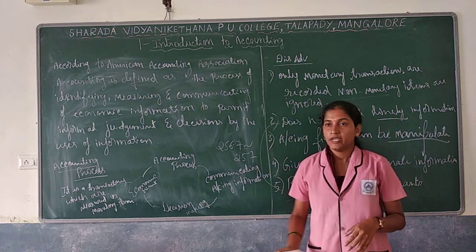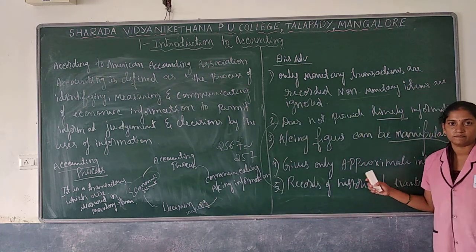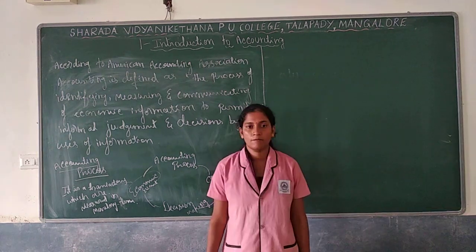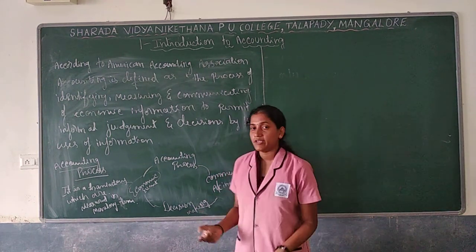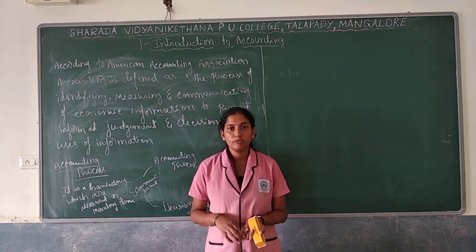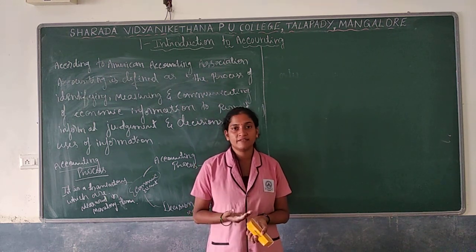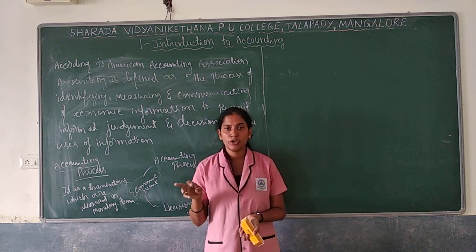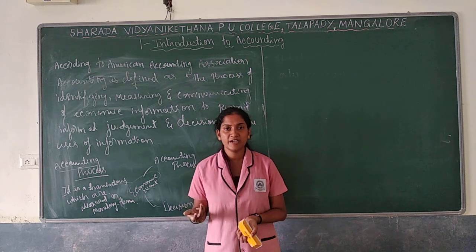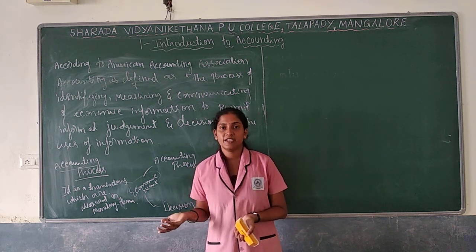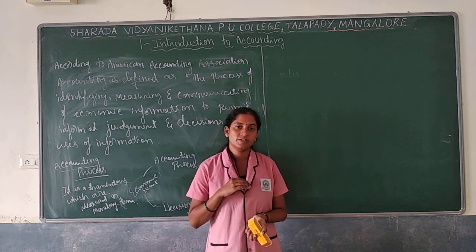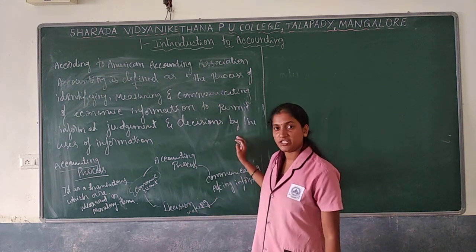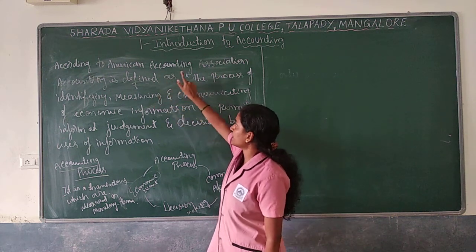Next, we will move on to the meaning of accounting. In the previous class I already explained what accounting is. It is nothing but identifying, measuring, recording, classifying, summarizing, analyzing and interpreting the result, and communicating the result in order to know the financial position. There is one more definition given by the American Accounting Association.